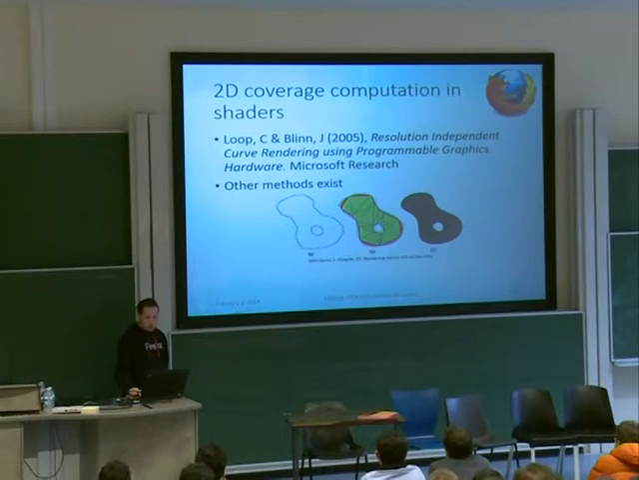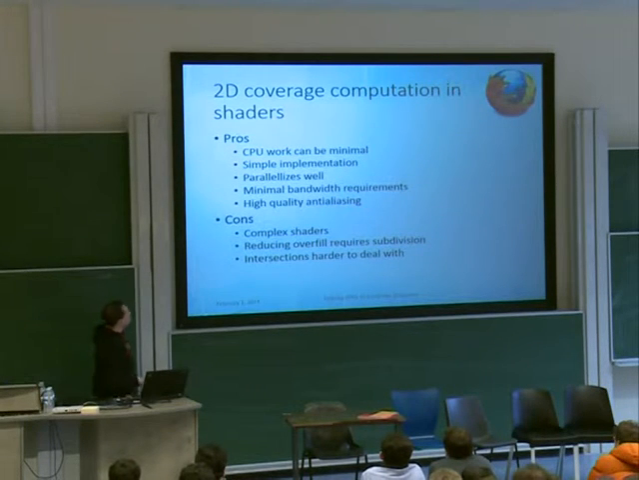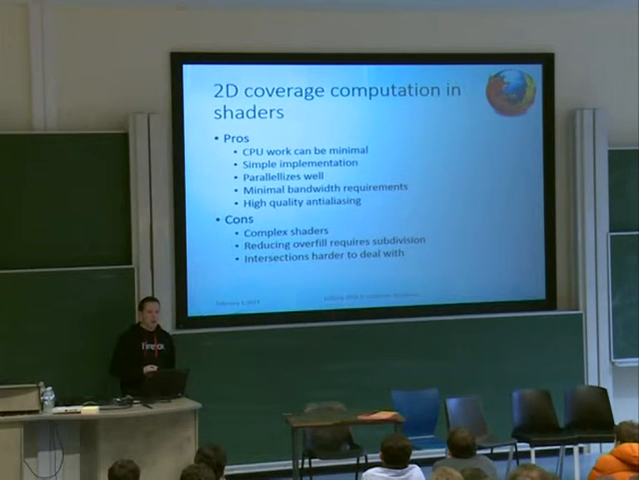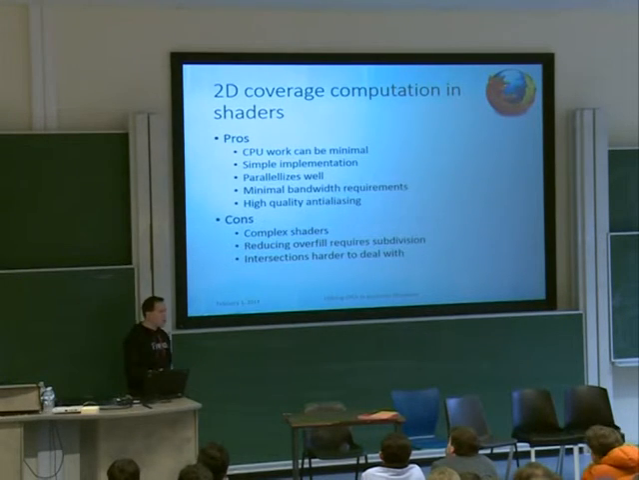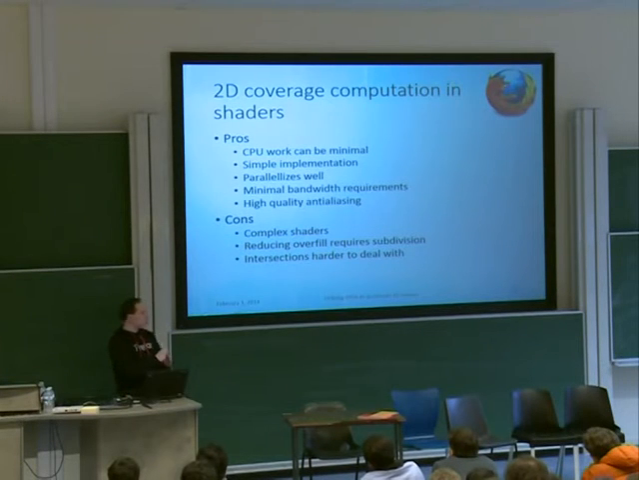And there's been a lot of interest in this approach. It has a bunch of pros. The CPU work is really minimal. The implementation is fairly simple. It doesn't require complex tessellation algorithms or anything like that. It parallelizes really well because we're computing whether pixels are covered or not in parallel for every pixel. The bandwidth requirements are very small. We only need two triangles for an entire curve. If we're tessellating a curve, we need hundreds, sometimes thousands. And you get really high quality anti-aliasing because you can simply calculate how far the pixel is from the curve in order to calculate what the coverage of the curve over that pixel would be.